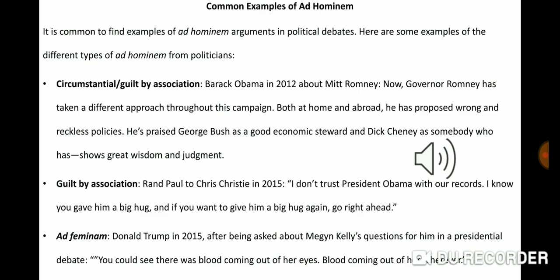Common examples of ad hominem. It is common to find examples of ad hominem arguments in political debates. Here are some examples of the different types of ad hominem from politicians.